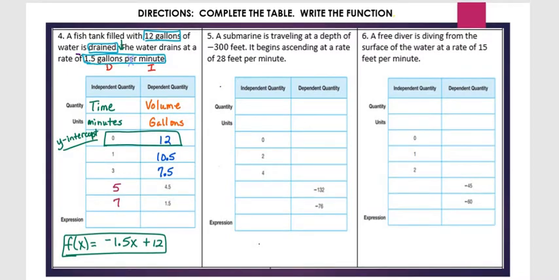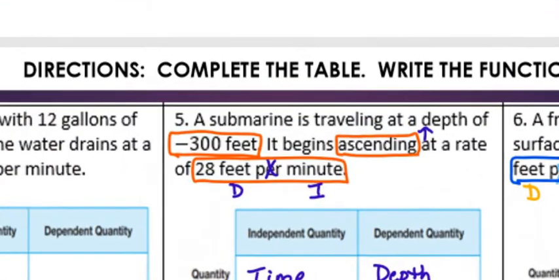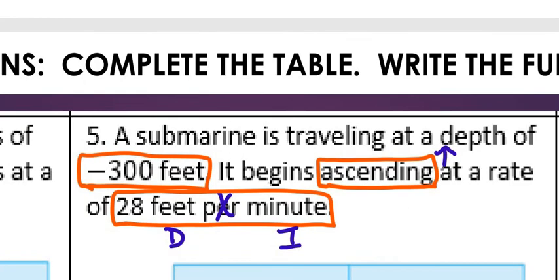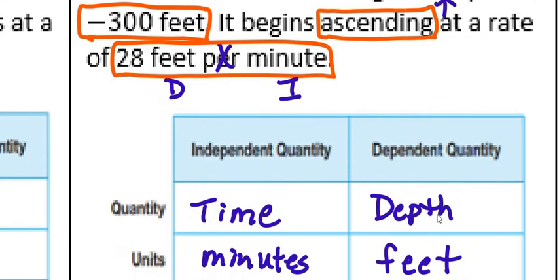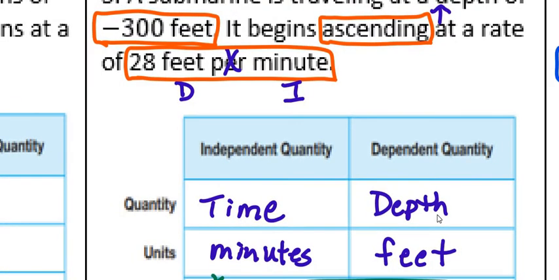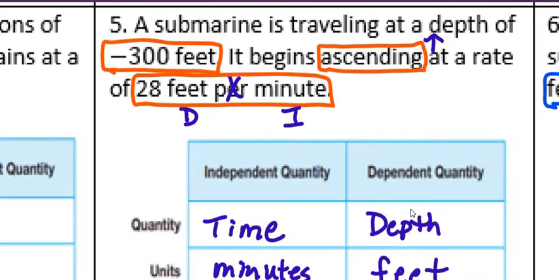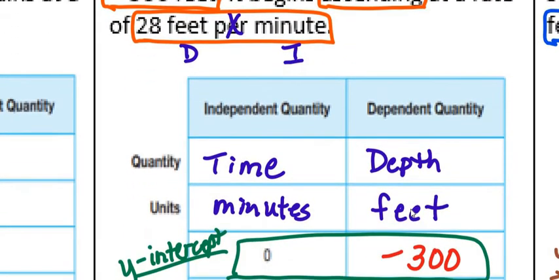Now let's go ahead and look at your answers. On number 5, you got a submarine that's traveling at a depth of 300 feet and begins ascending, which means to go up at a rate of 28 feet per minute. So your feet is your dependent quantity, and your minute is your independent quantity. You're going to fill out this part right here. Minutes is referring to time. Feet is referring to the depth of the submarine as it goes down.